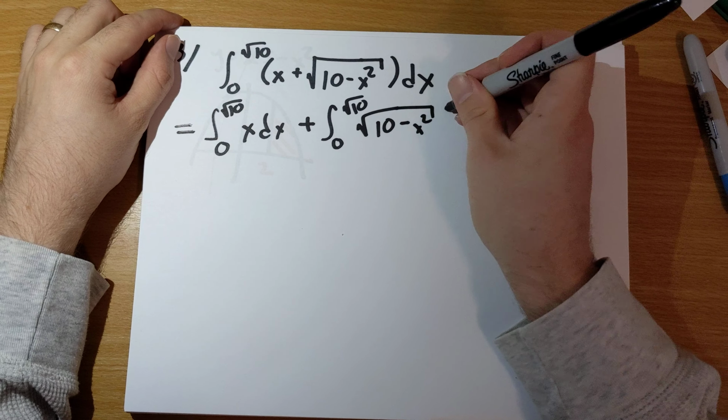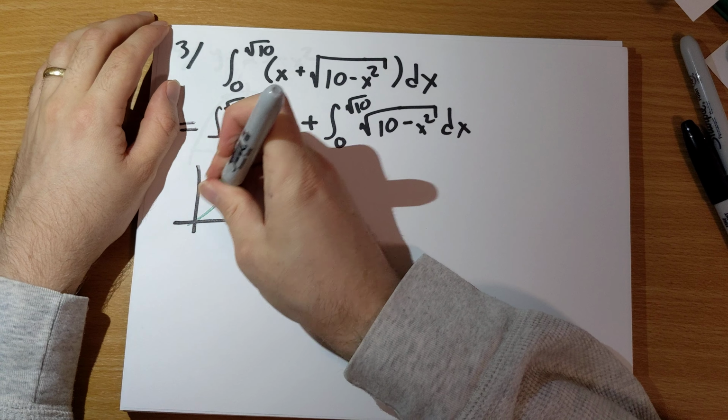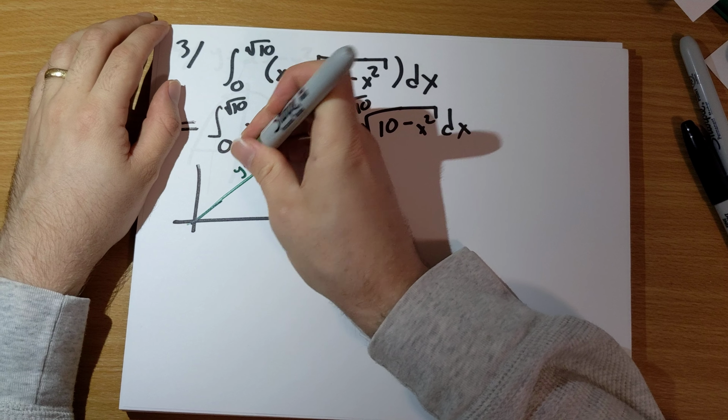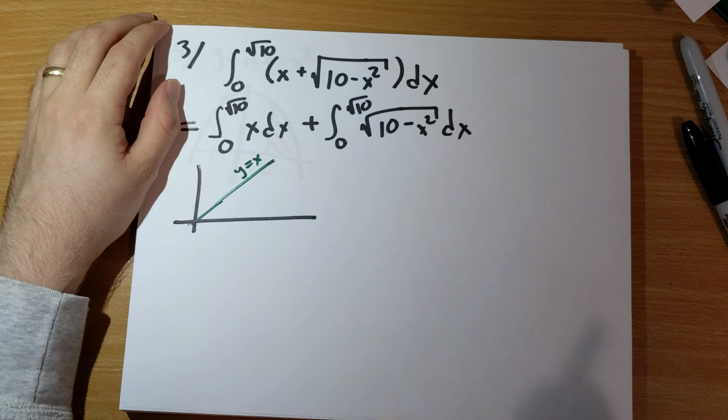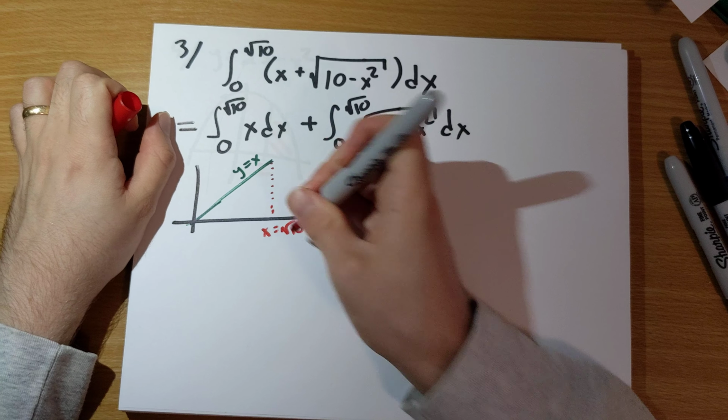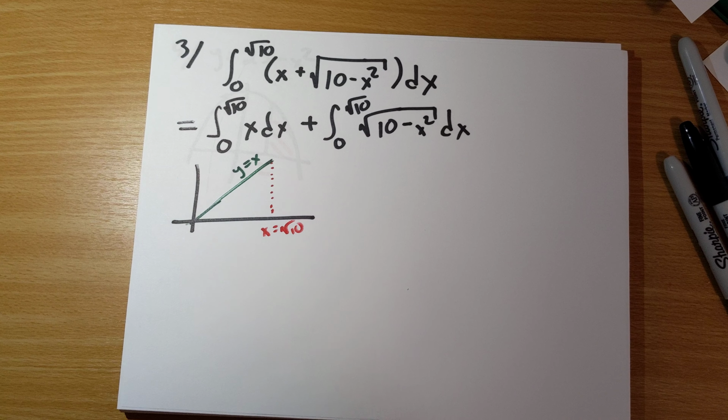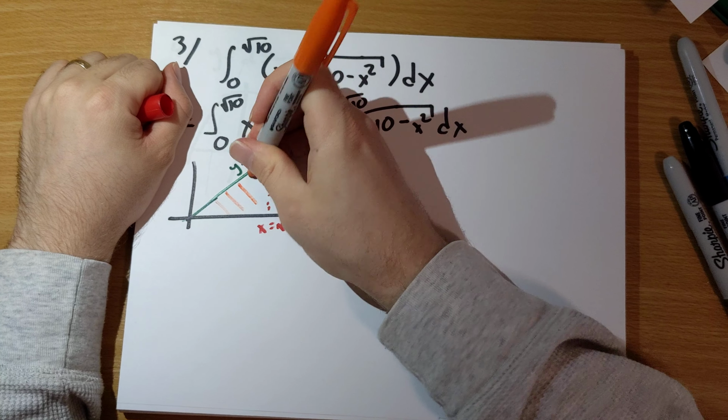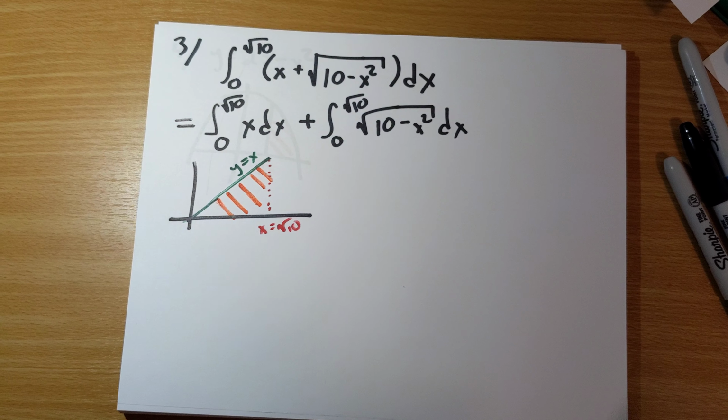Okay, what is going on in each one of these pieces? We're going to figure out each one of these integrals by thinking about areas under curves. This right here, x, so let me draw the line using a different marker. This is the curve y is equal to x, and right here I have the line x is equal to square root of 10. And so this first integral is this area right here.